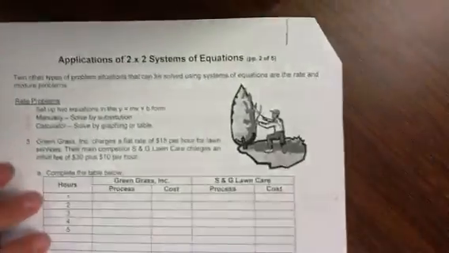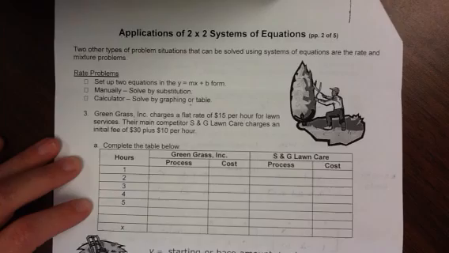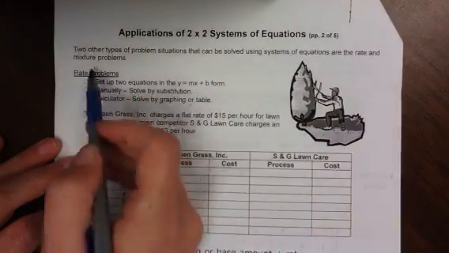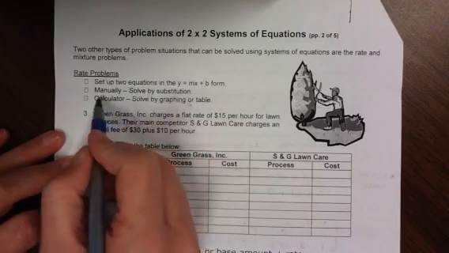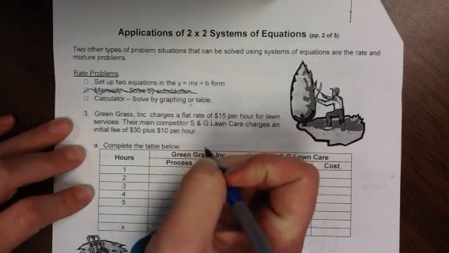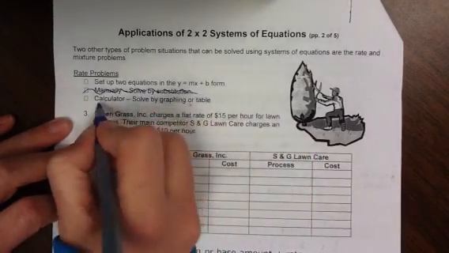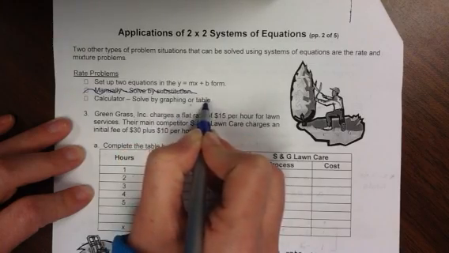Let's flip over to the back side. This is another type of problem situation. It's about rate and mixture type problems. It says we could set up two equations and then solve manually. We're not going to solve manually by substitution or graphing. We're actually going to use our calculator to solve by either using graphing or the table. Okay? So let's take a look at number 3.